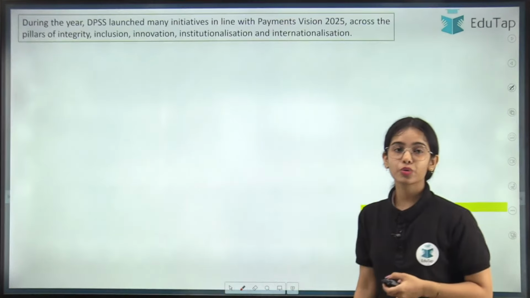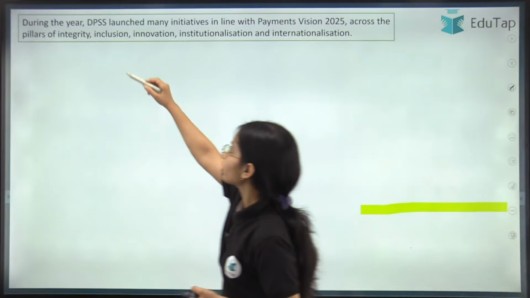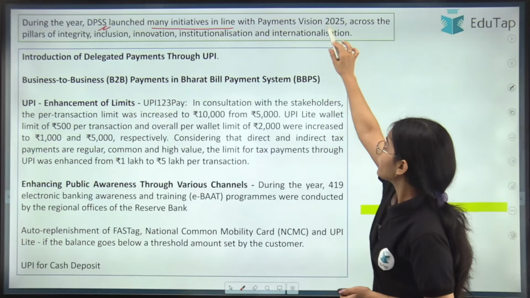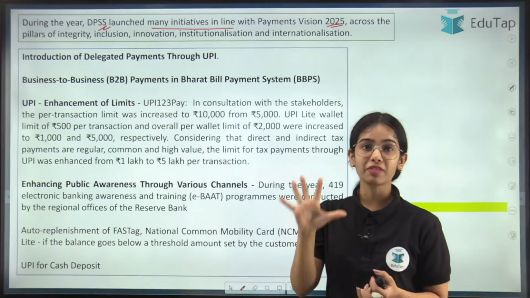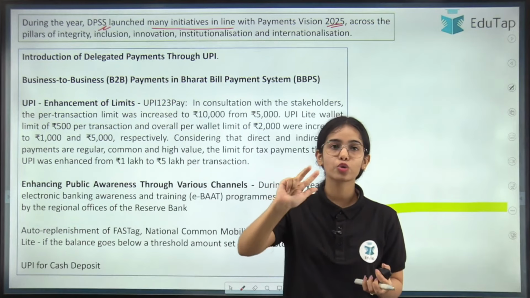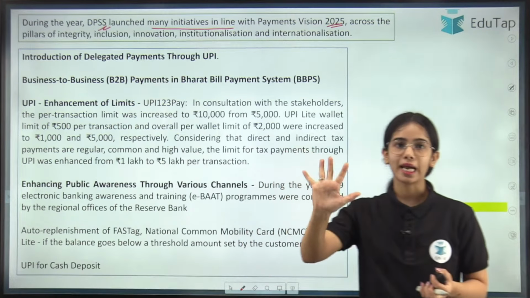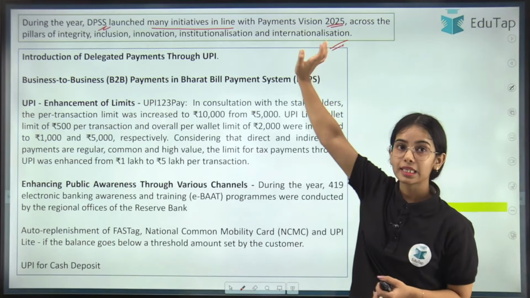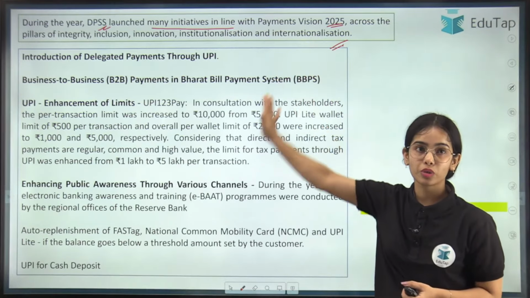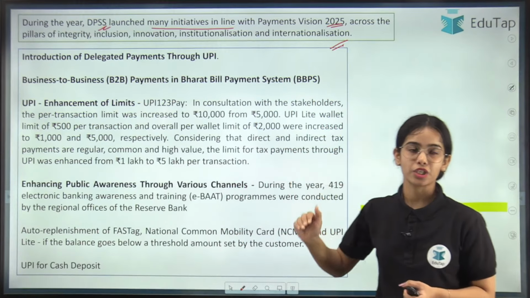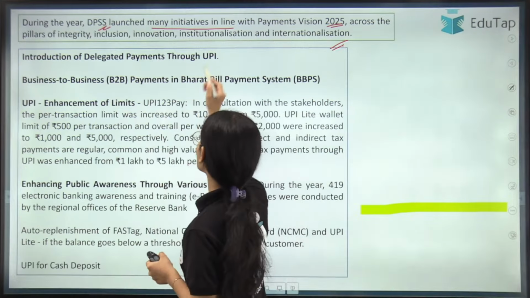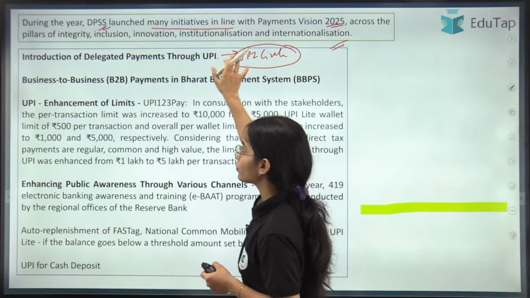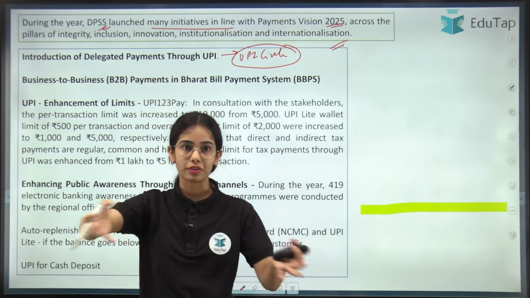Next, during the year, the Department of Payment and Settlement Systems launched many initiatives in line with the Payment Vision 2025. Payment Vision 2025 has 5 I's: integrity, inclusion, innovation, institutionalization, and internationalization. So DPSS has launched various initiatives. Introduction of delegated payments through UPI, called UPI Circle, that we have again and again discussed, through which you can delegate payments to secondary users.